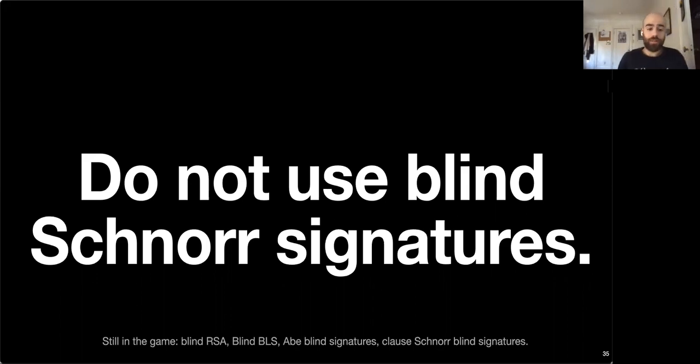We still have other blind signatures in the game. Blind RSA, it's sort of vintage, and post-quantum resistant, post-quantum private. Yeah, it's information theoretically blind. And we have blind BLS, Abe blind signature, and Clause Schnorr blind signature, or more recently, in a work of Tessaro and others, weighted ROS, another class of Schnorr signatures that are secure against even an adversary that can run multiple parallel concurrent sessions.